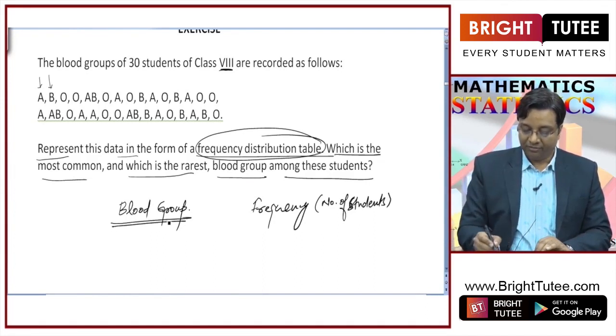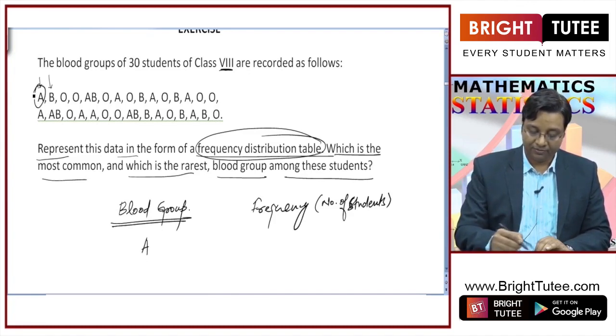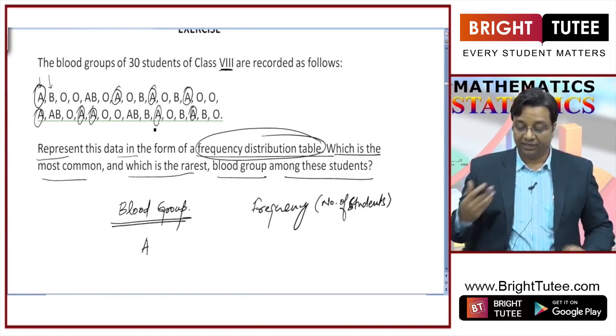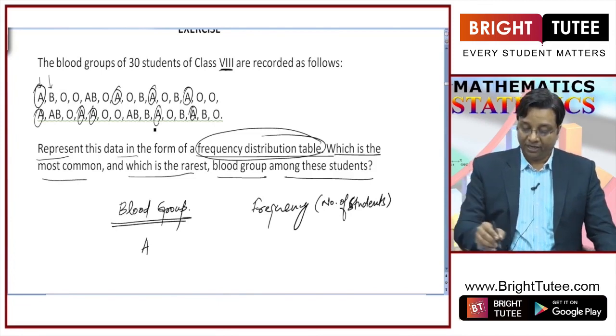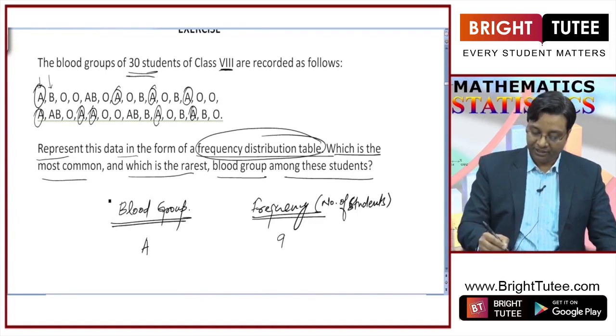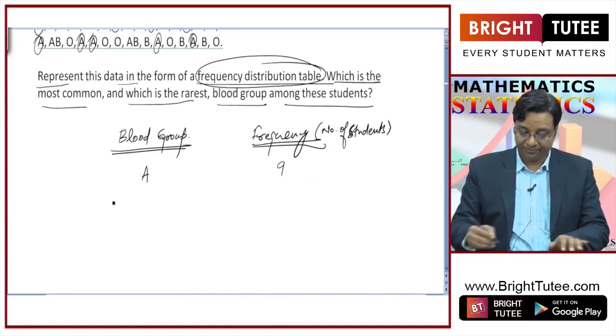So if I write blood group A, 1, 2, 3, 4, 5, 6, 7, 8, 9. 9 students are there in class 8th out of these 30 who have got blood group A. So I'll write 9 here. Okay, let me complete the table.